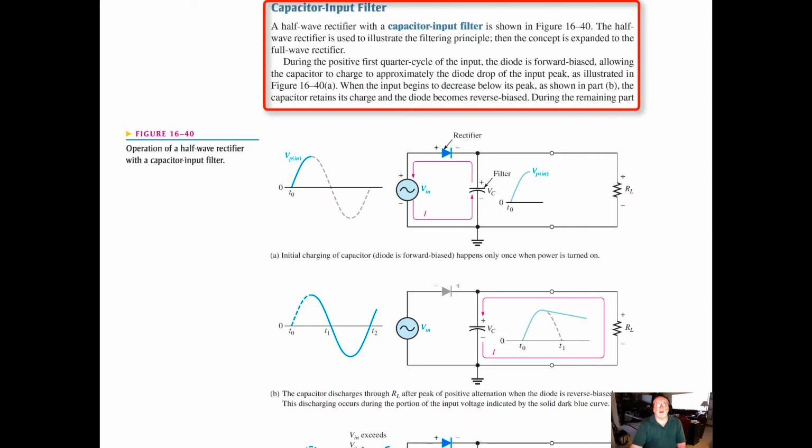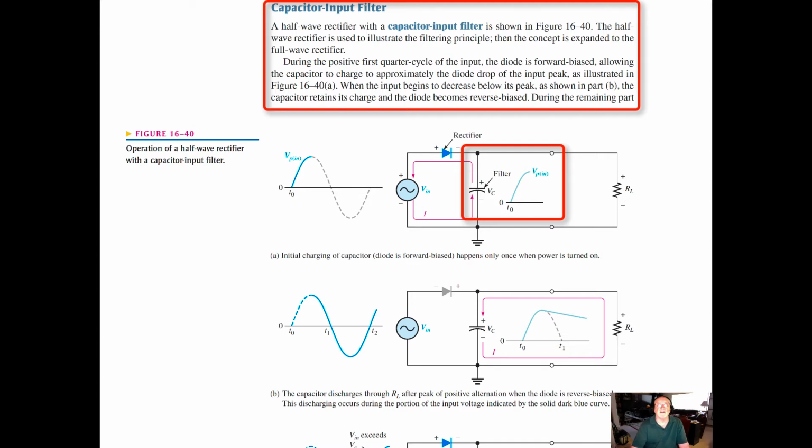So now we take a look at what the capacitor input filter will do when added to a rectifier circuit. A half-wave rectifier with the capacitor input filter is shown below in A. The half-wave rectifier is used to illustrate the filtering principle. Then the concept will be expanded to the full-wave rectifier.